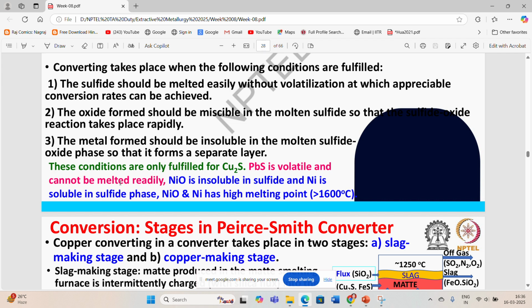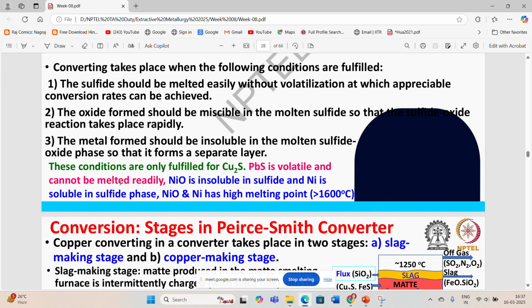However, the lead and nickel, which are present inside this Cu2S as impurity material, are not going to fulfill these conditions. Like PbS is volatile in nature. Lead sulfide is volatile, and at that particular temperature of around 1000 or 1200 degrees Celsius, it is going to get volatilized and not melt readily. So it is going to get reported inside the flue gases.